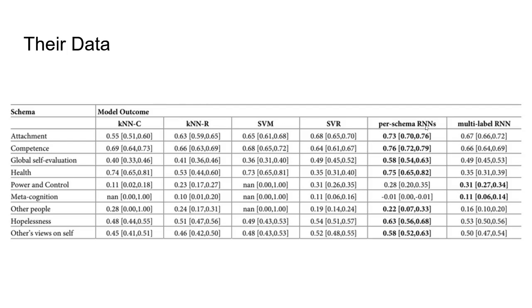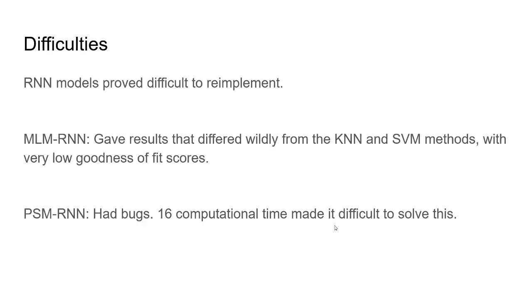The original paper, they used recurrent neural networks, which we were unable to get working, and those actually performed much better than the shallow methods that we used. They also included confidence intervals here, which we omitted for simplicity.